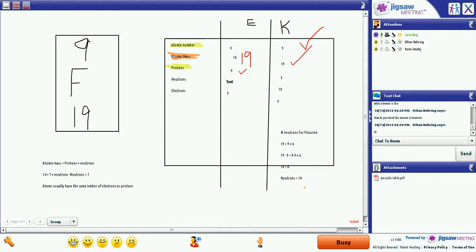Protons, 9. Perfect. It's the same as our atomic number. Electrons is the same as protons. Perfect. And our neutrons is 10. All right. Great job. We're going to try one more of these, and hopefully we will get it with no problem here.